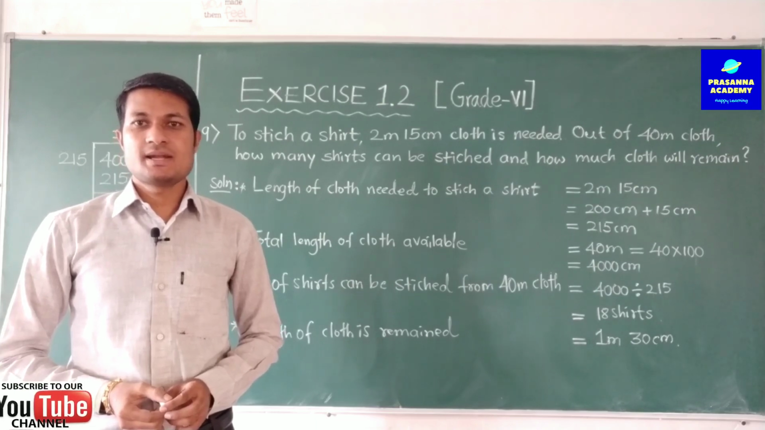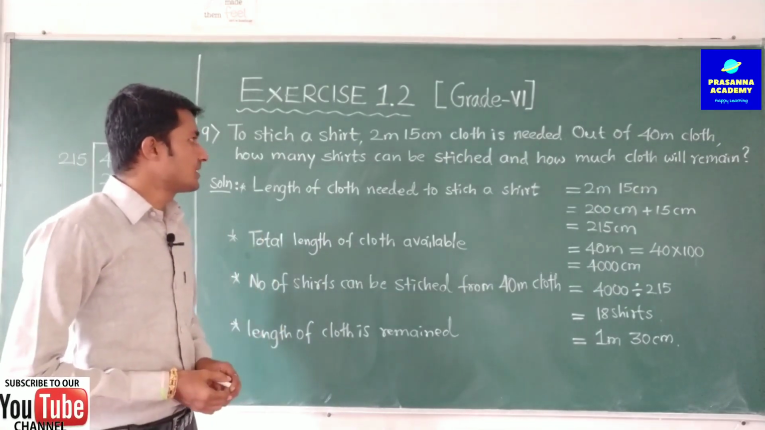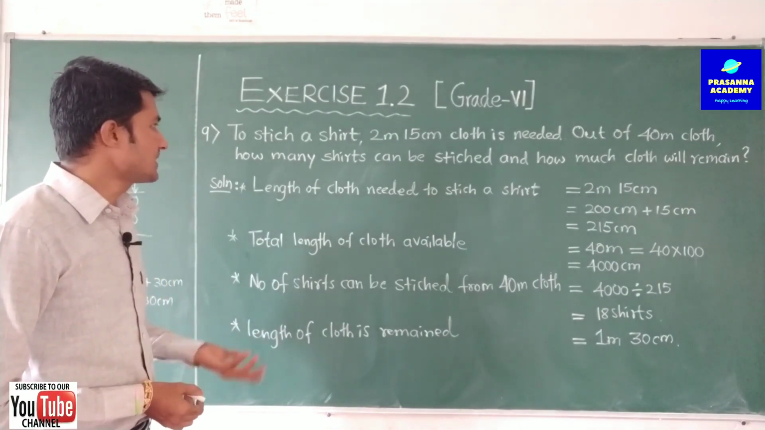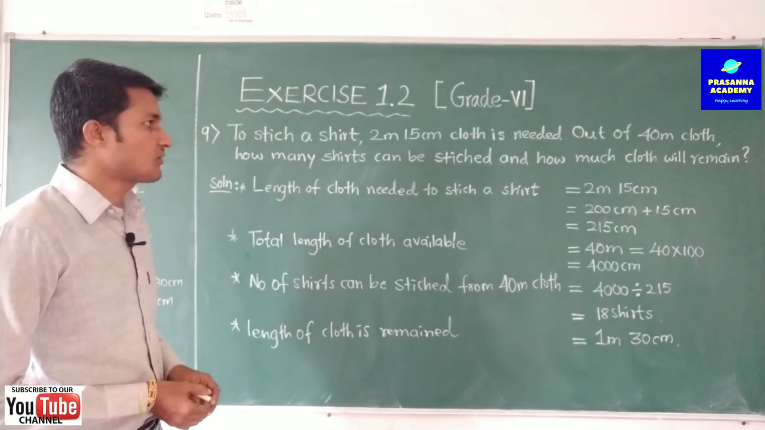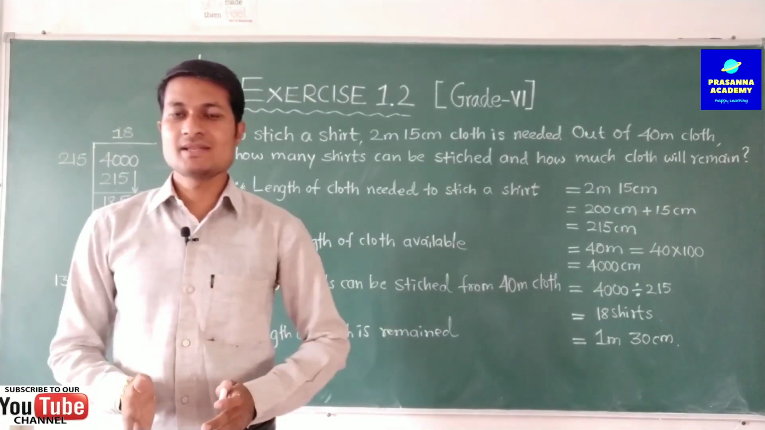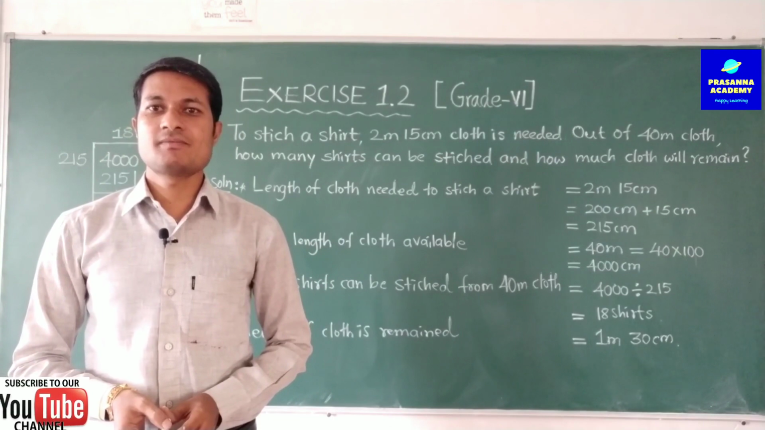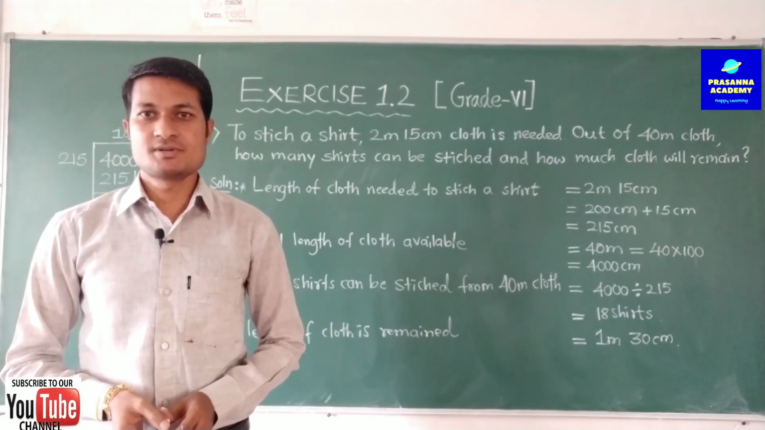Let's move on to the ninth question. To stitch a shirt, 2 meter 15 centimeter cloth is needed. Then out of 40 meter cloth, how many shirts can be stitched and how much cloth will remain? So imagine that you are given 40 meter length cloth. By using this 40 meter length of cloth, you need to stitch some shirts.